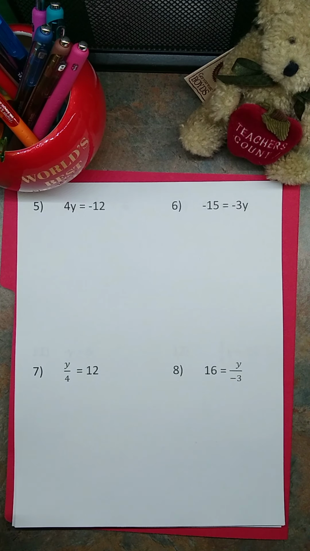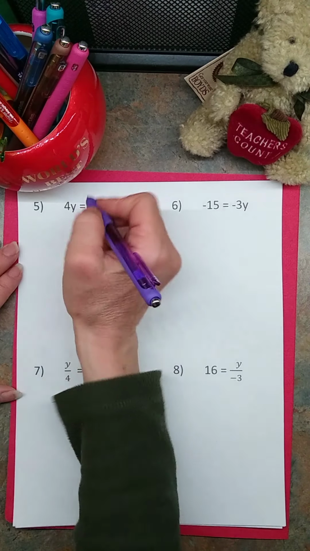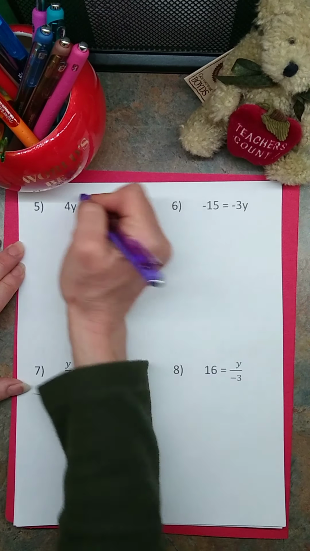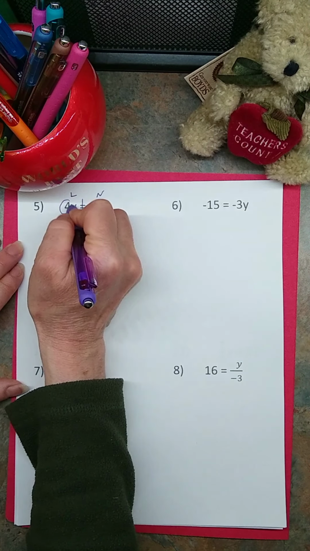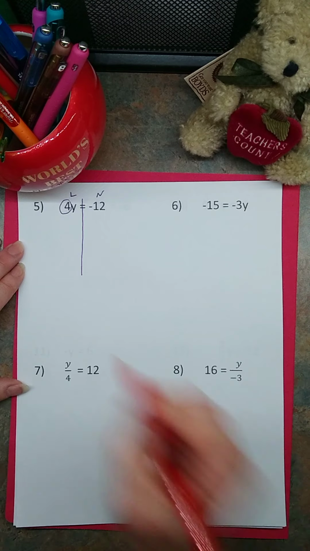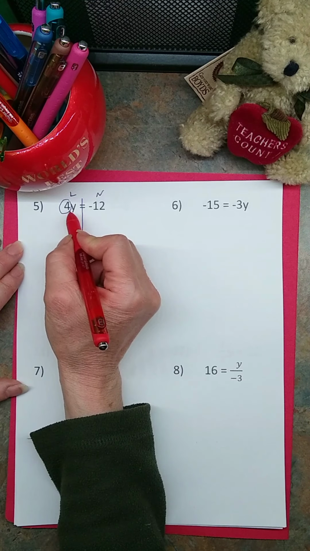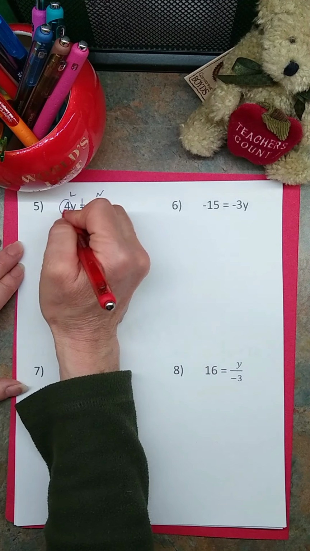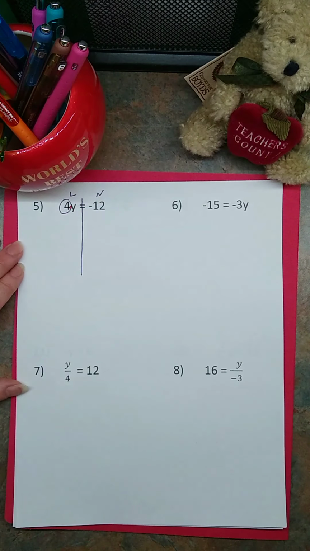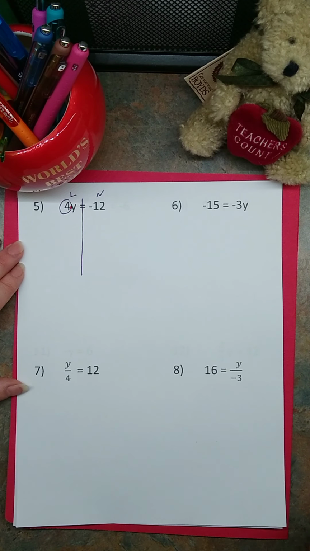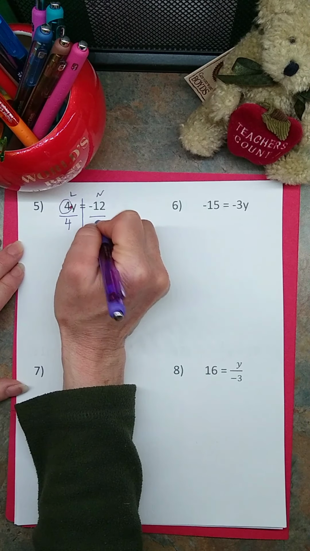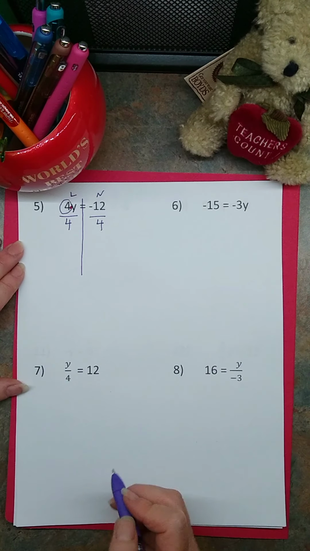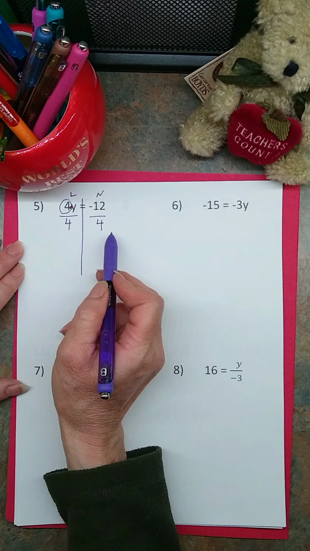Okay, try number 5. Divide it in half with the equal sign. Do your letters and your numbers. What's on the wrong side? The 4. What is the operation between 4 and y? It's not written, but it's understood that it is times. What is the opposite operation of times? It's to divide. And when we divide with a bar, make sure that you divide both sides.